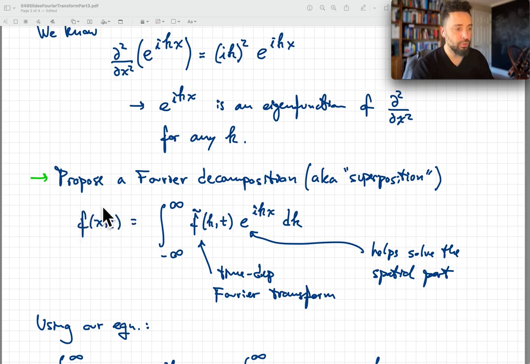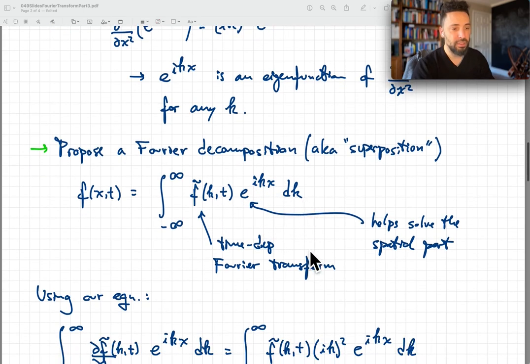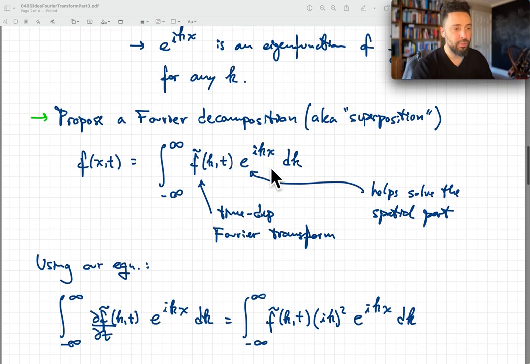So this is our proposed solution, f of x comma t. The integral between minus infinity and infinity of some amplitudes that we don't know, we have to find out, f tilde of k comma t, which are the time-dependent Fourier transform of our target function, what we want to find, and then we're going to have, of course, the Fourier factor e to the ikx and the integral over dk. So again, we use this because it helps us solve for the spatial part, and then we have to find the space and time dependence of this f tilde of k, t, so the k and the t dependence of this f tilde.